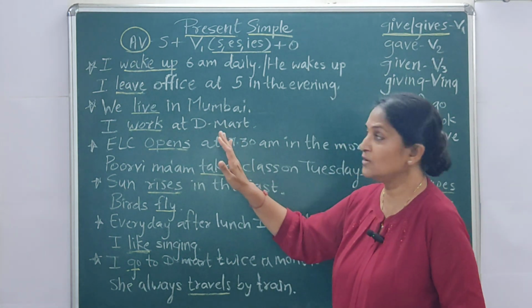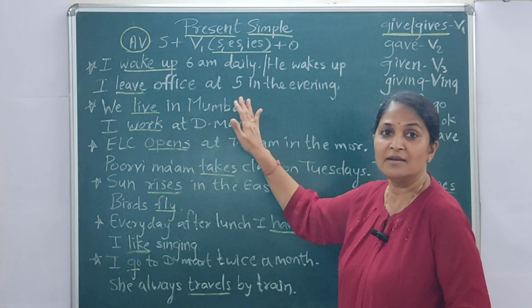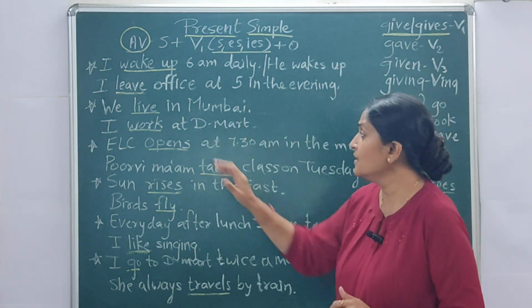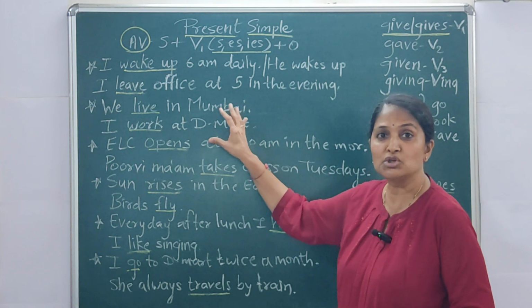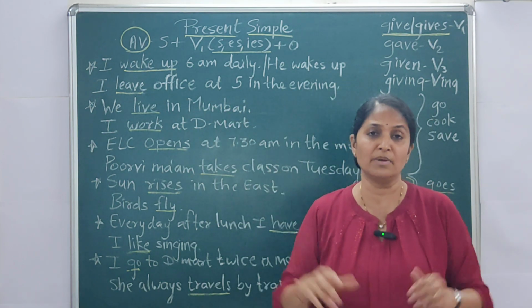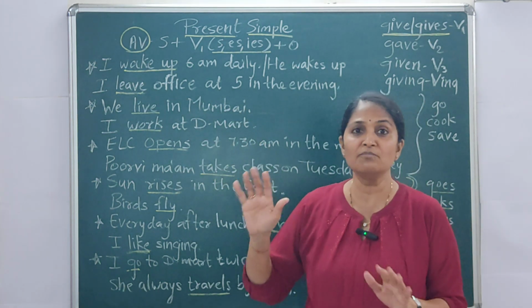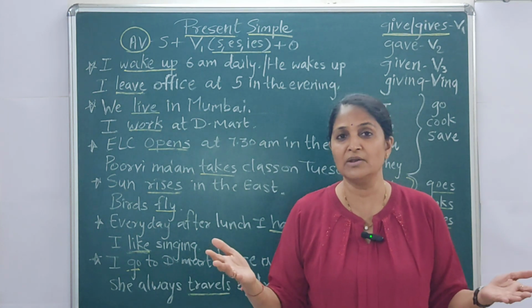Now the second thing, look at this. We live in Mumbai. मैं मुंबई में रहता हूँ. I work at D-Mart. मैं D-Mart में काम करता हूँ. See, now it shows your situation that is permanent. So this is I live in Mumbai. मतलब you are there in Mumbai for so many years.